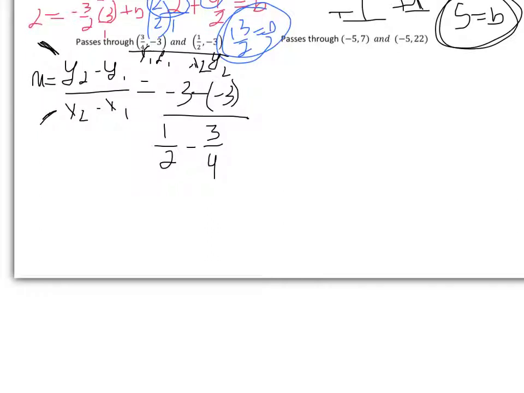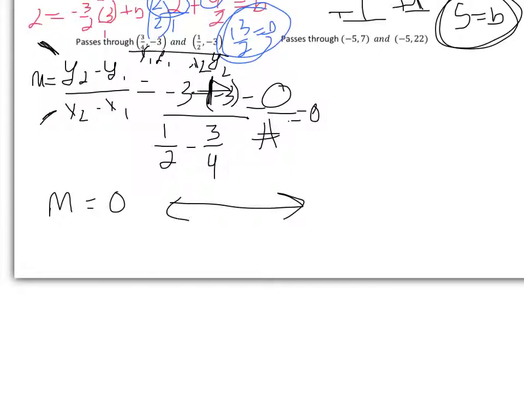Now, negative 3 minus negative 3, that really turns into a plus. Negative 3 plus 3 is 0. 0 over any number is just 0. So this has a slope 0. So our m equals 0. Now, that tells us that this is a horizontal line, so the equation should just be y equals number. But we can do this the way we did it before by plugging things in.